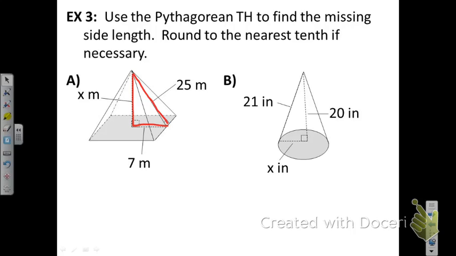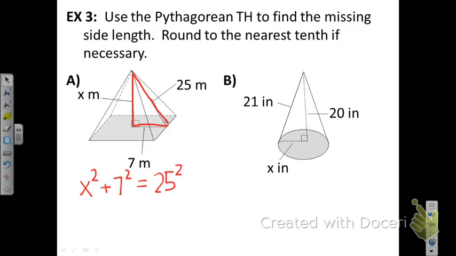Okay, so if that's our right triangle, can you guys tell me how we're going to use that Pythagorean theorem with the numbers that we have right there? X squared plus 7 squared equals 25 squared. Very good.